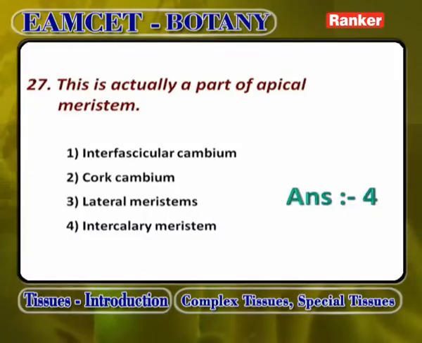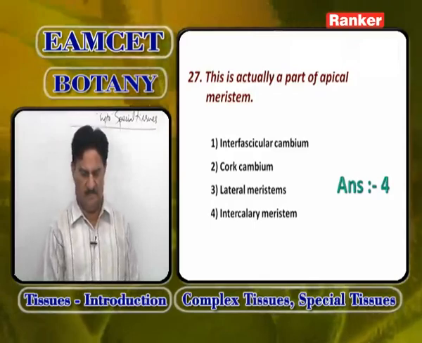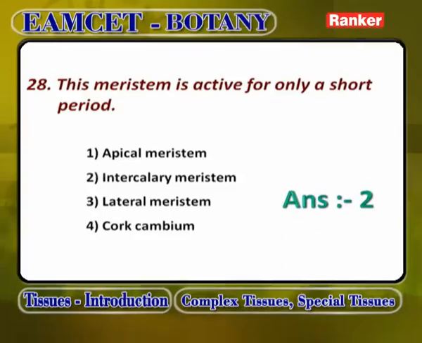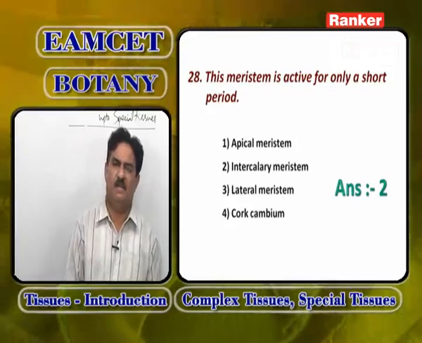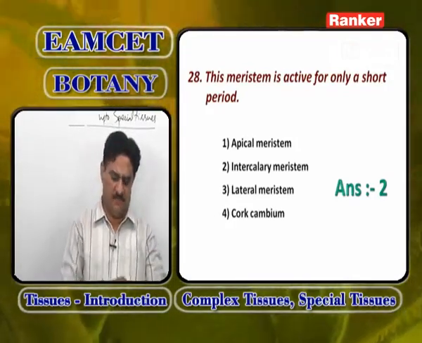So here the question is, this is actually a part of apical meristem. So definitely intercalary meristem is a part of apical meristem. The meristem which is active only for a short period is intercalary meristem because it is ephemeral, it converts into permanent tissues, and it helps in the linear growth of stem and leaves, expansion of leaf sheath and elongation of internodes.